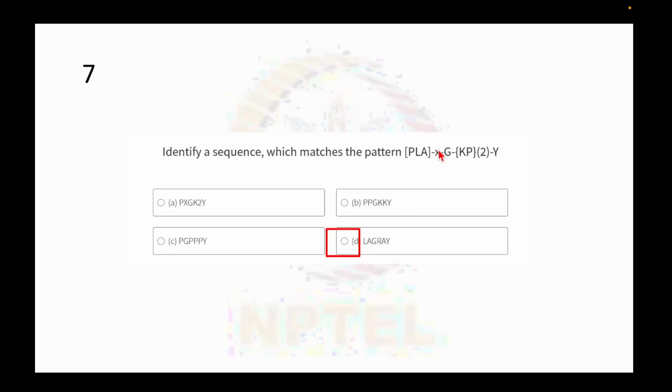Then we have G in the third position. Option C has P in the third position, so option C has been ruled out. Now we have two options, B and D. Given that in the fourth and fifth positions K and P should not appear, B has KK, so option B has been ruled out. So finally we have option D, which is correct.